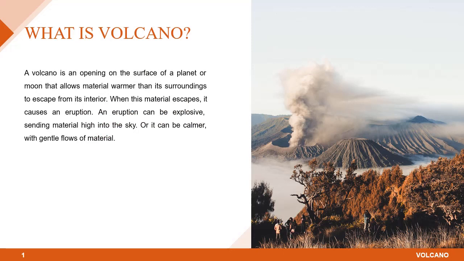First of all, let's learn what a volcano is. A volcano is an opening on the surface of a planet or moon that allows material warmer than its surroundings to escape from its interior. When this material escapes, it causes an eruption. An eruption can be explosive, sending material high into the sky, or it can be calmer, with gentle flows of material.